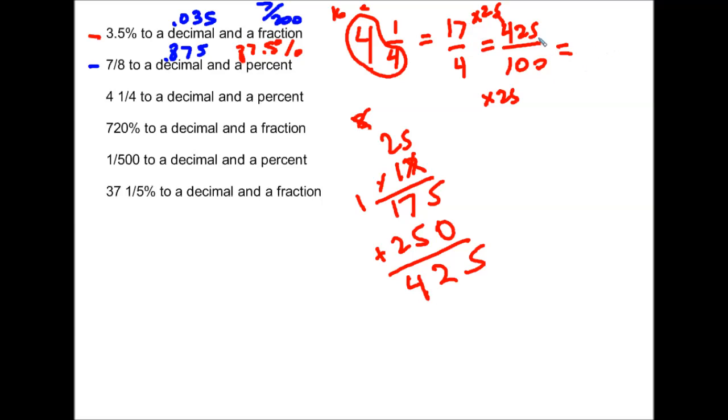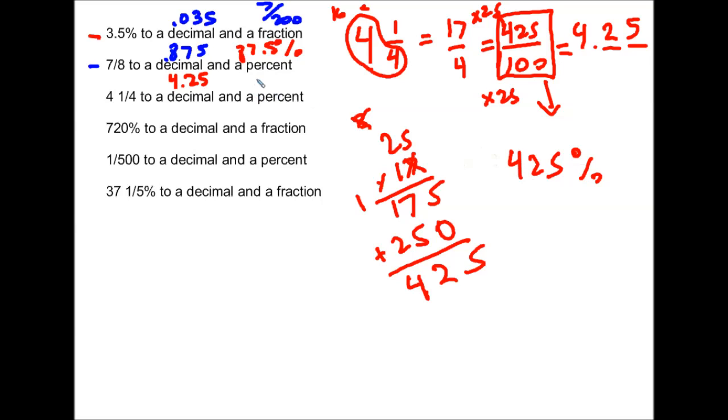Well, my last digit is 5. I put that in the hundredths place. My next digit is 2 before that, and then 4. So 4.25 would be the decimal. Now 425 hundredths, that's already in percentage form. So it's 425%. And when you have a whole number and you convert that to a percentage, you're going to get something over 100. So this makes sense.